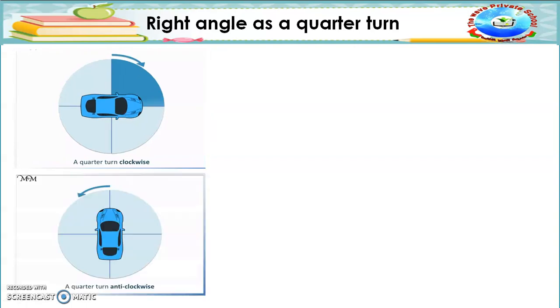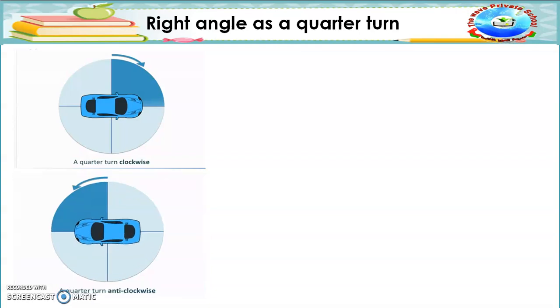Here is a quarter turn anti-clockwise. The car originally is facing forwards, and so the anti-clockwise rotation begins by turning to the left. Look at the quarter turn anti-clockwise. So an angle is formed in a quarter turn clockwise as well as a quarter turn anti-clockwise.